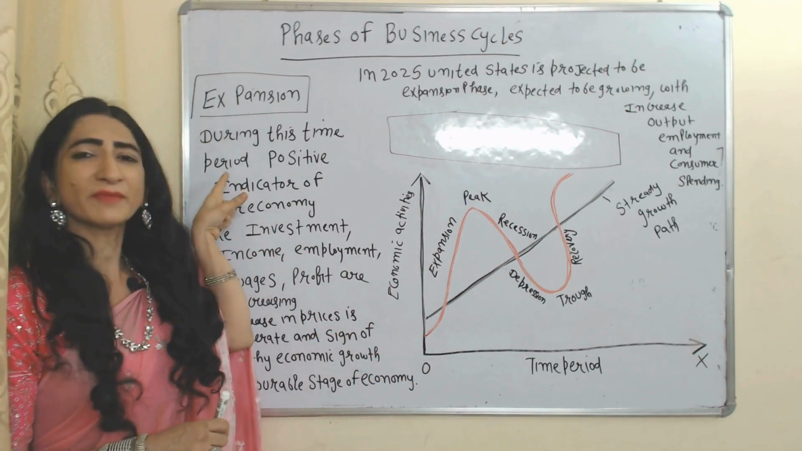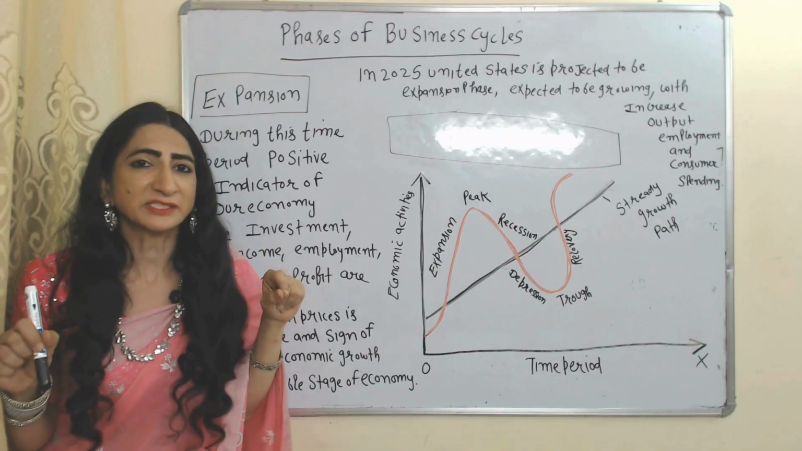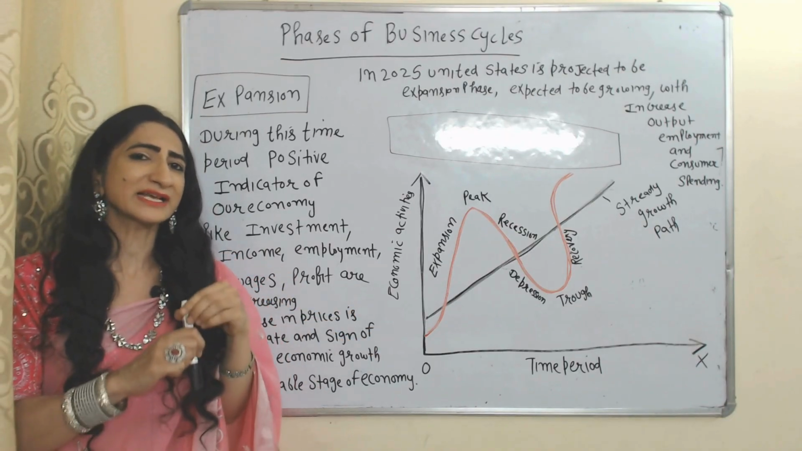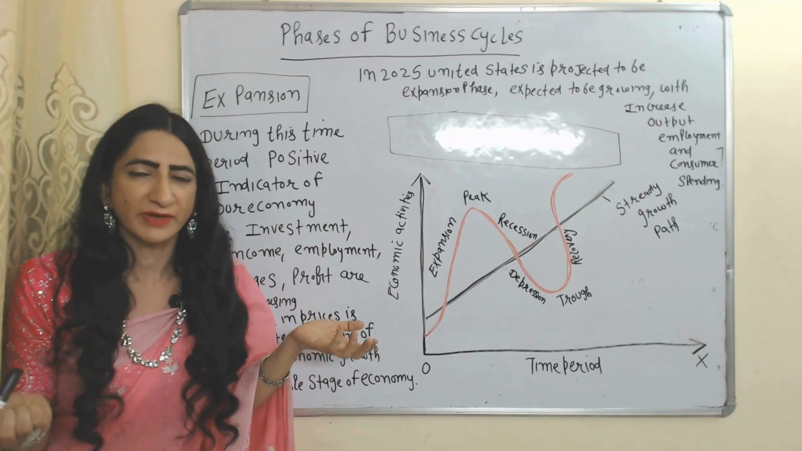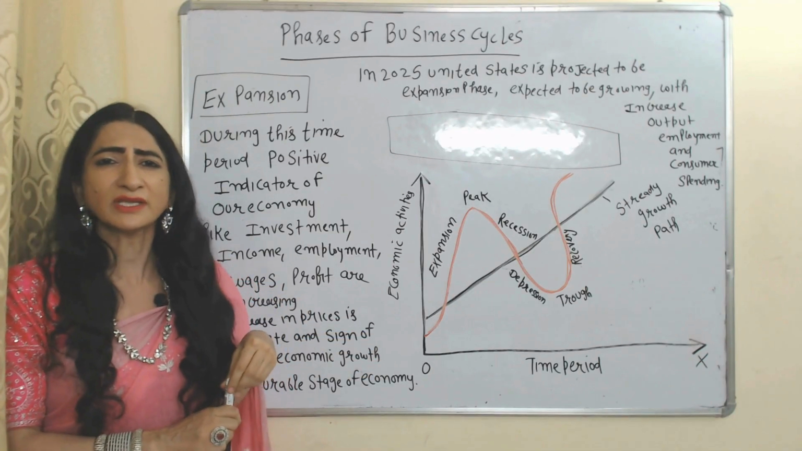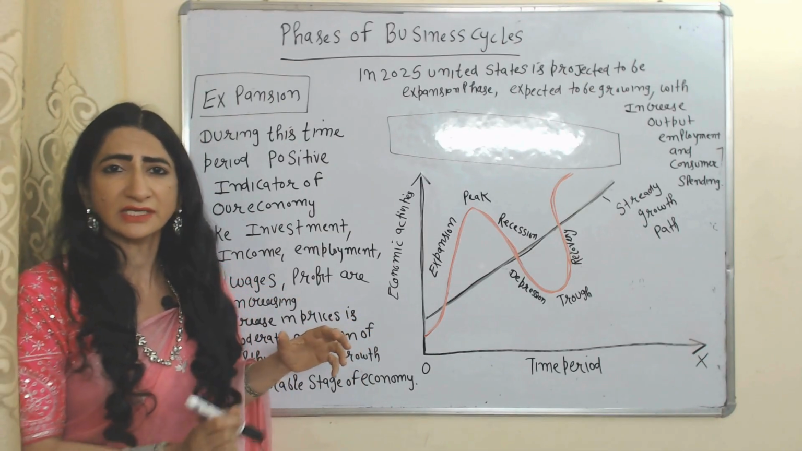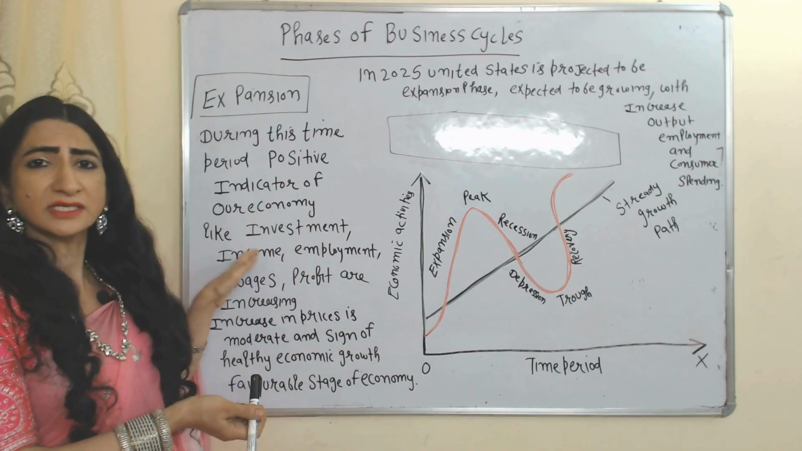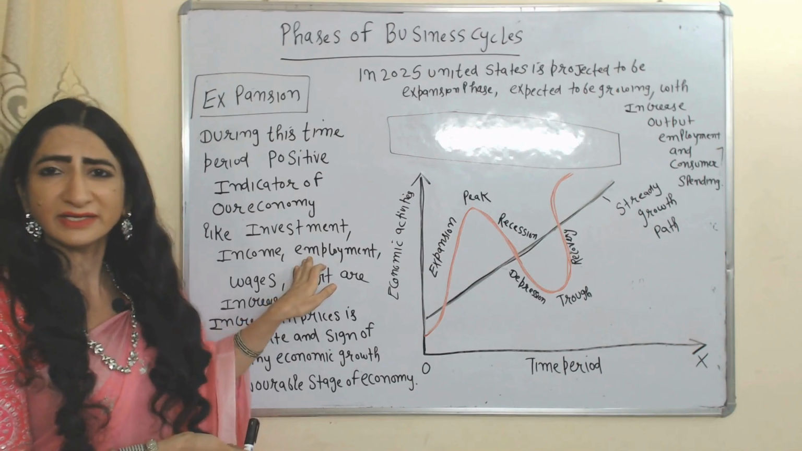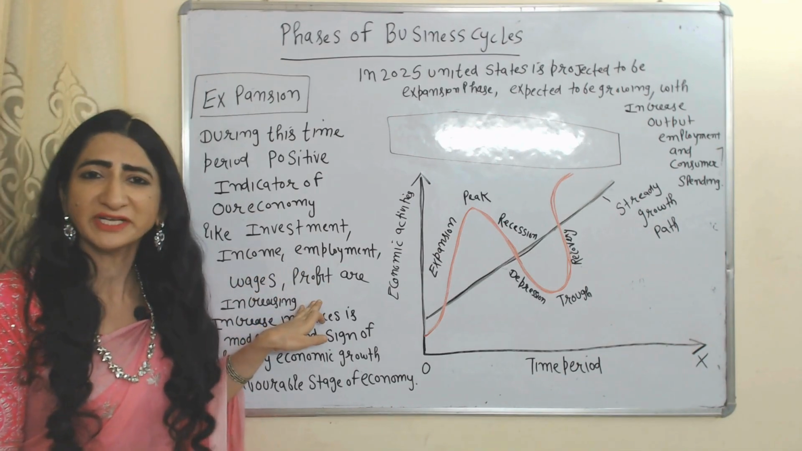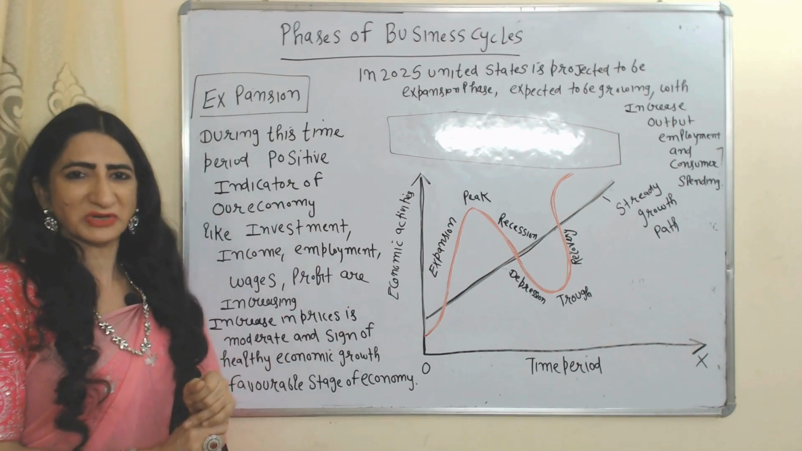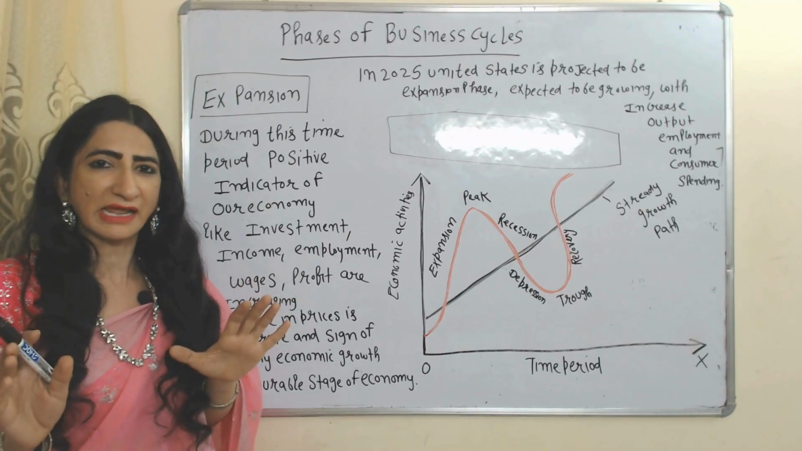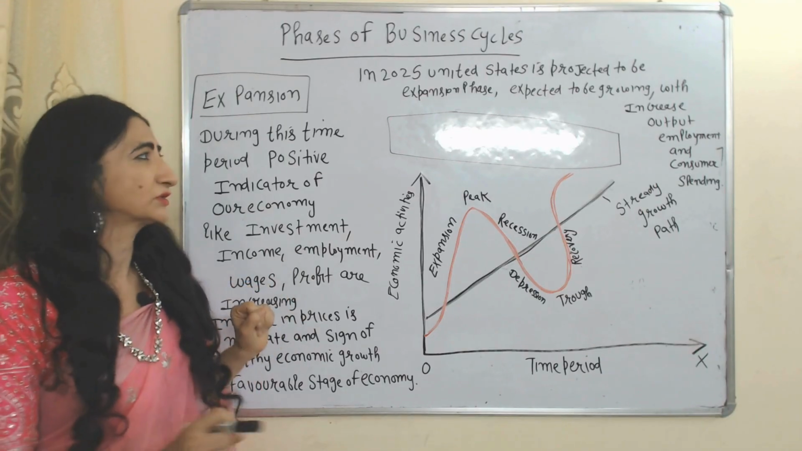We start from expansion. Do you know expansion is a favorable stage of our economy? But why is expansion a favorable stage of our economy? Because during expansion all positive indicators of our economic growth are increasing: investment increasing, income increasing, employment increasing, wages increasing, profit increasing, money supply also increasing, and prices are rising but at a moderate level and good for economic growth.